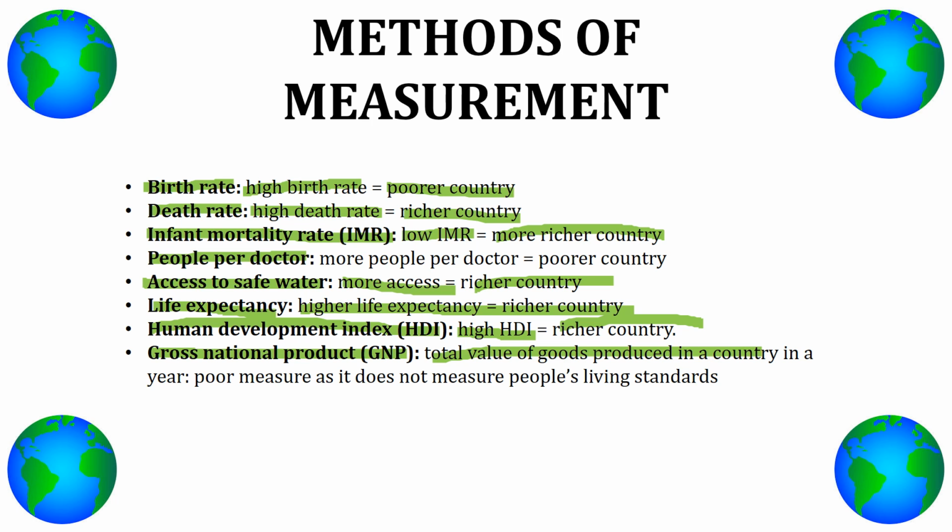Infant mortality rate, just the number of babies that die per 1,000 babies. So the lower the infant mortality rate, the richer the country is. Pretty self-explanatory. There's better technology, just stuff like that.